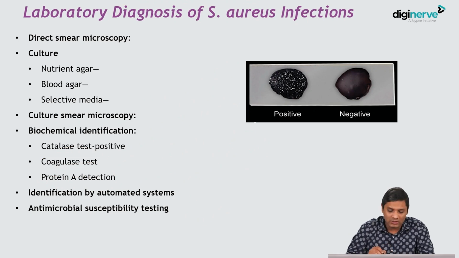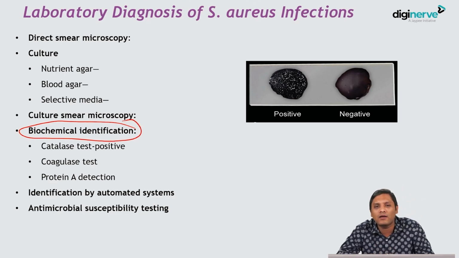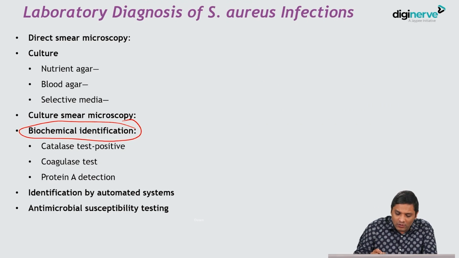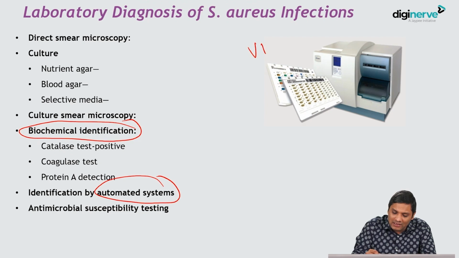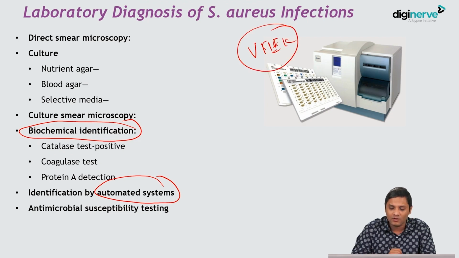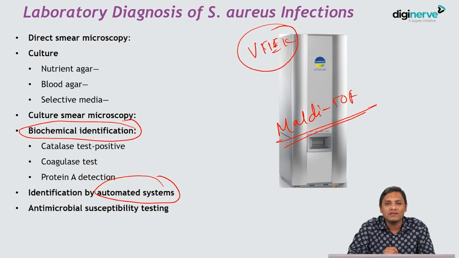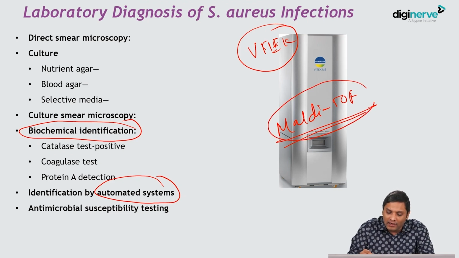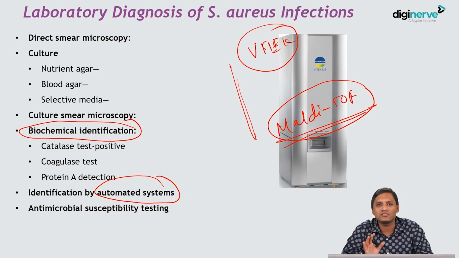You should also know that what we have discussed now are the biochemical identification tests. You can also go for various automated systems for identification. The classical example is Vitek, and also MALDI-TOF. This is a picture of MALDI-TOF. The previous one is a picture of Vitek. These are the two; especially MALDI-TOF is the most important automated identification system for bacterial identification. These systems can be used for Staphylococcus aureus identification.